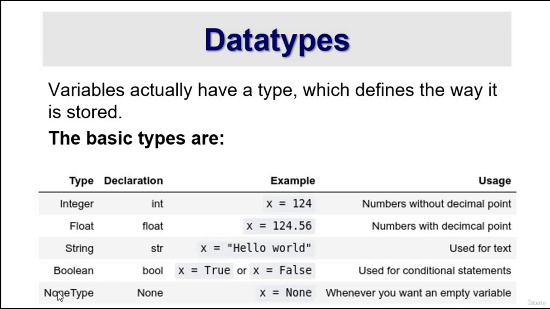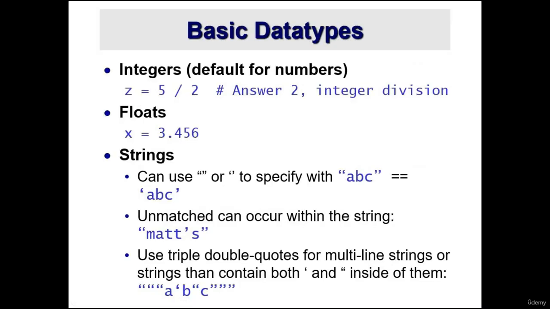There is another data type which is called NoneType, and the declaration is None, so x = None. Whenever you want an empty variable, we use this data type. Okay, now let's move on. The basic data types that we commonly use in Python are integers, floats and strings. These three are the commonly used data types in Python.